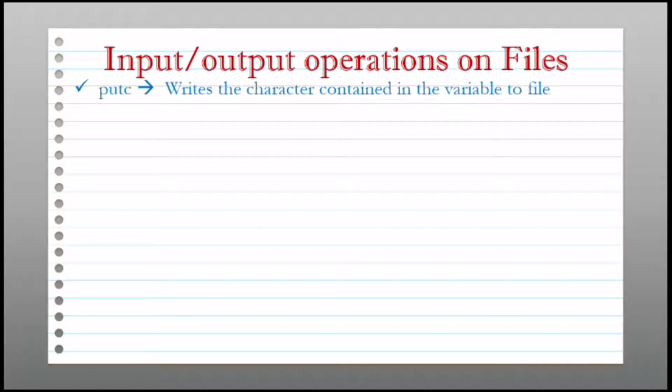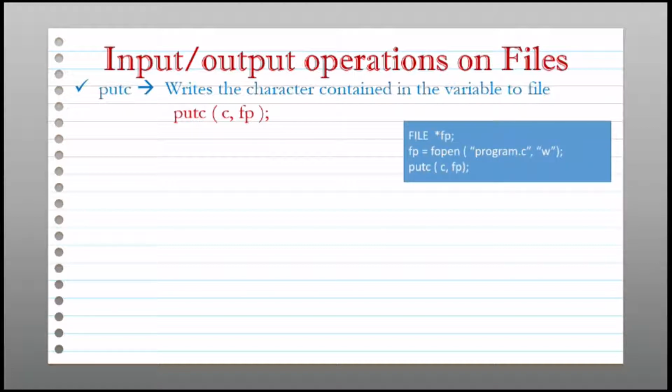In that, the first one is putc. This function is used to write the character content in the variable to a file. That means whatever character is present in the variable, we can write in the file. This is the syntax: putc is the function name and in brackets c and fp. Here c is a variable holding a single character, and fp is the file pointer.